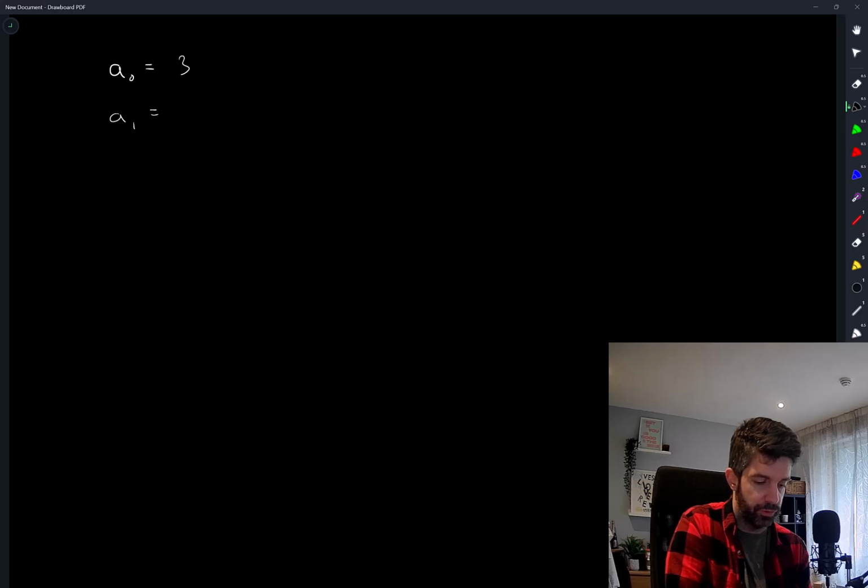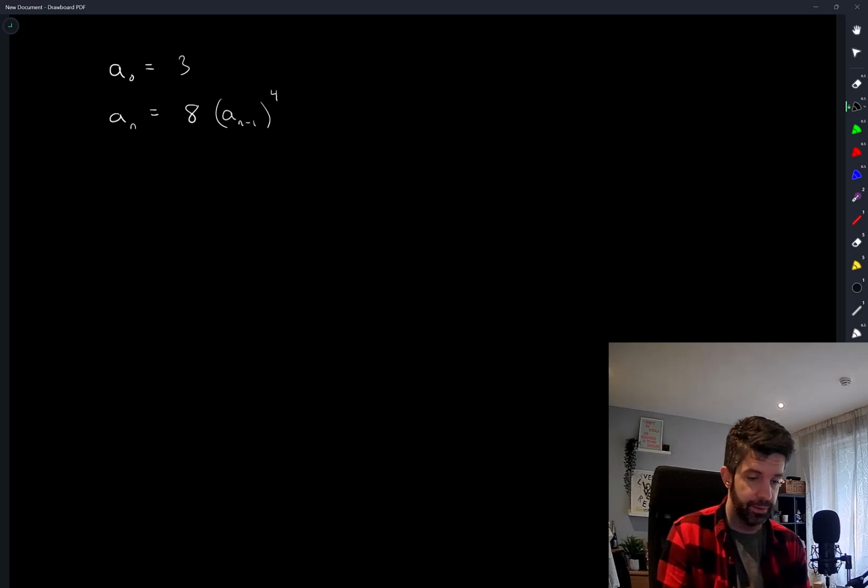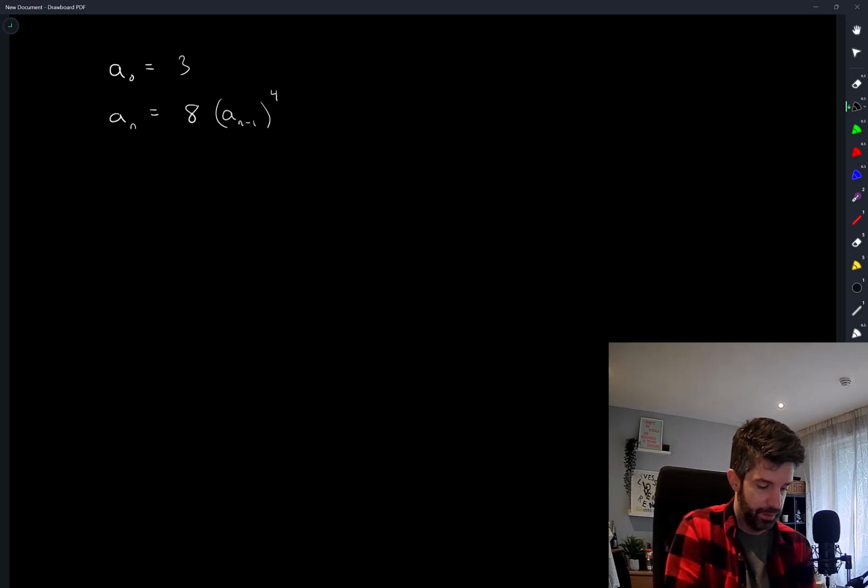We could even try to solve for the general term an, and then just substitute n is equal to 10. But solving a recursive sequence for the general term sometimes is most easily done by writing down the first few values. So a0 is equal to 3, a1 is equal to 8 times 3 to the 4, a2 is equal to 8 times 8 times 3 to the 4 to the 4.